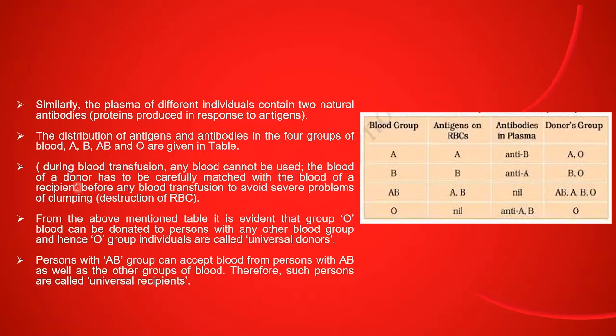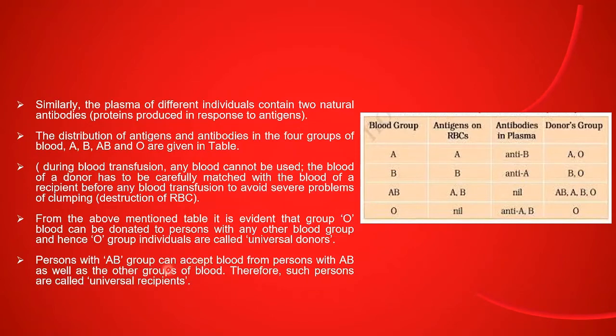During blood transfusion, any blood cannot be used. The blood of a donor has to be carefully matched with the blood of a recipient before any blood transfusion, to avoid the severe problem of clumping. From the above-mentioned table, it is evident that O blood group can be donated to a person with any other blood group, and hence O individuals are called universal donors because they don't have antigens. When they are given to any individual, they don't produce any type of antibody reaction, so there is no reaction in the other individual.